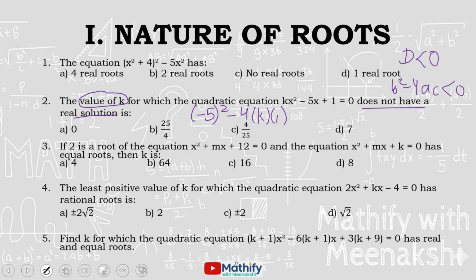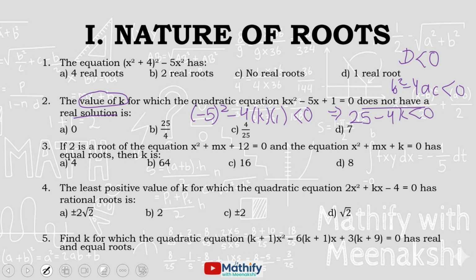B is minus 5. Minus 5 square minus 4 into a is k, and c is 1. Here you have to be very careful. Most of the time students write x along with a, b, c, so please don't write that. When writing the values of a, b, c, you just write the coefficient of x square, x, and the constant as c. So now b square minus 4ac is less than 0. That means 25 minus 4k is less than 0.